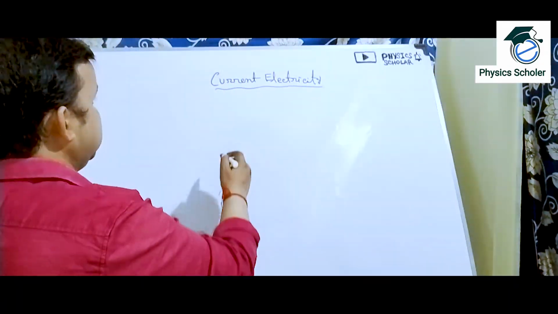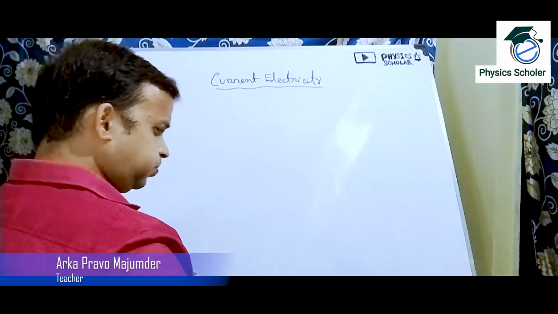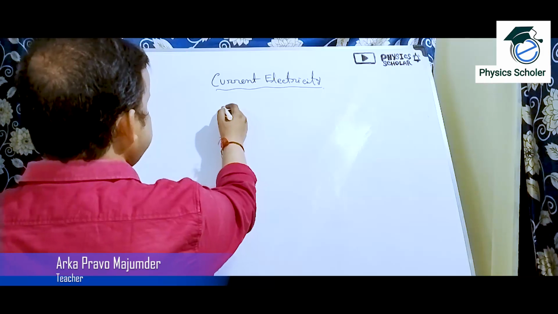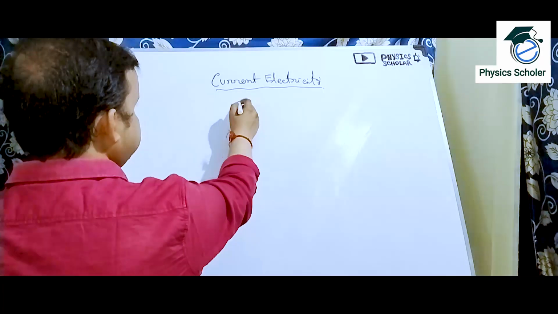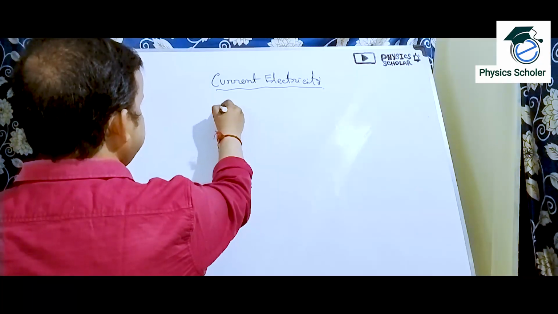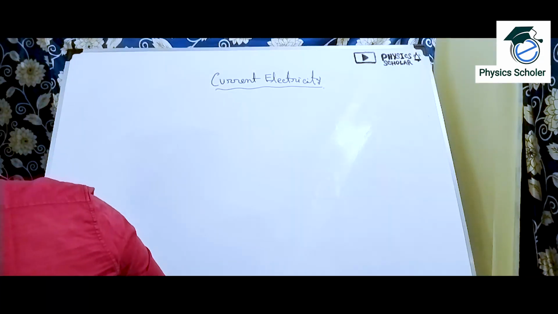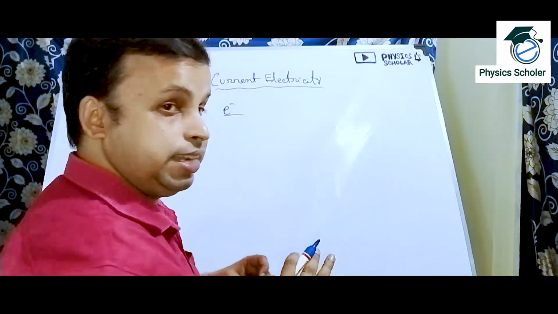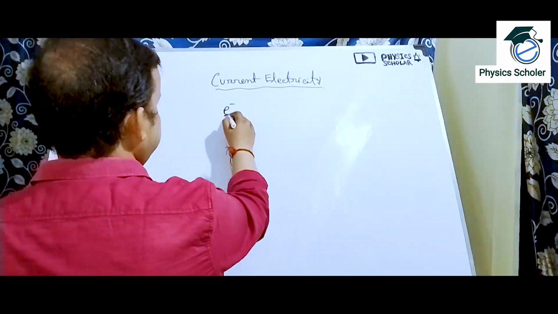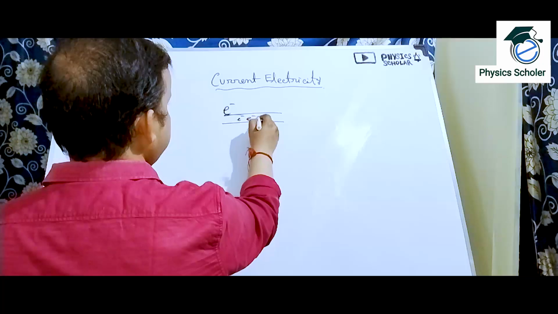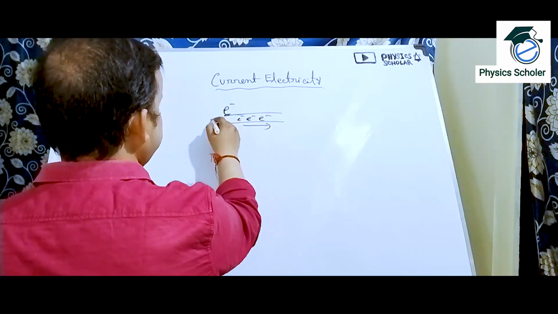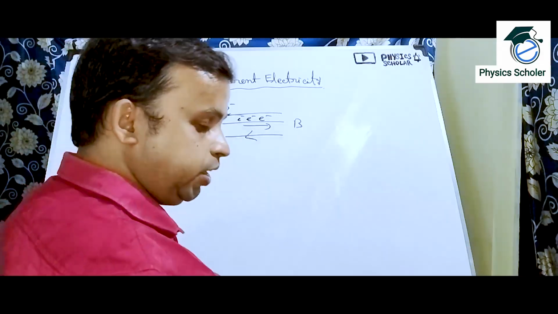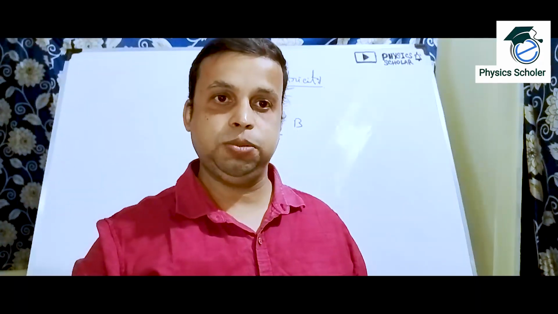So now let us start with current electricity. What is current electricity? Current electricity means there is a flow of electrons; only then does current electricity exist. Suppose the electron is flowing from A to B, then the flow of current will be from B to A. So the direction of the current is opposite to the direction of the electron.